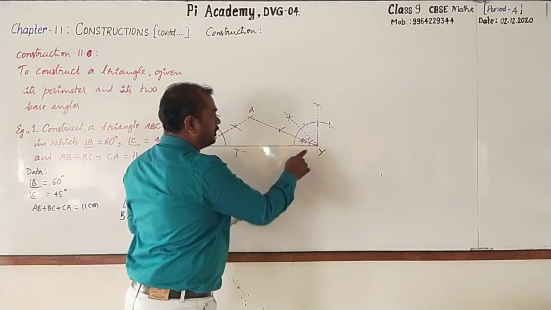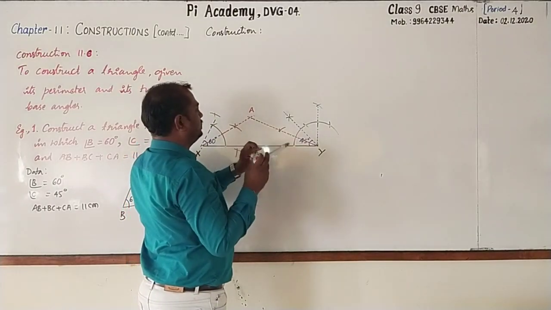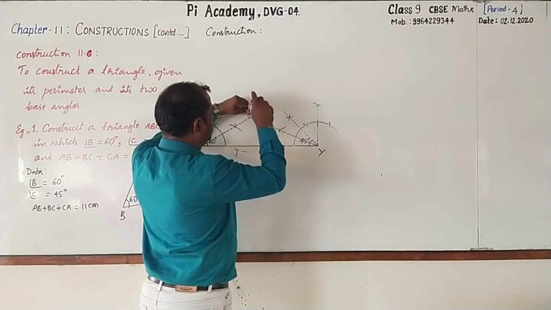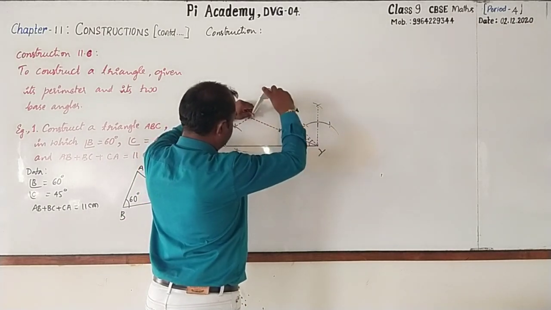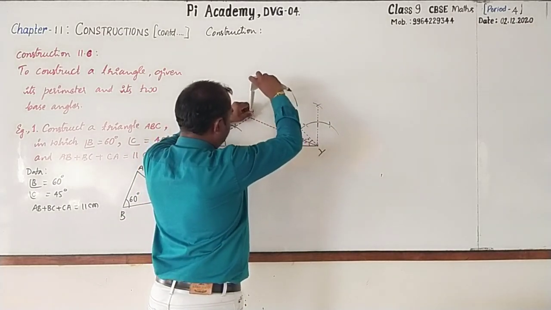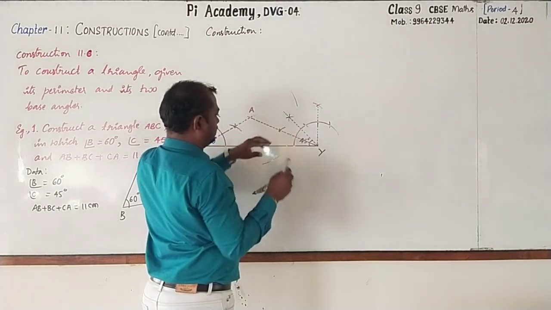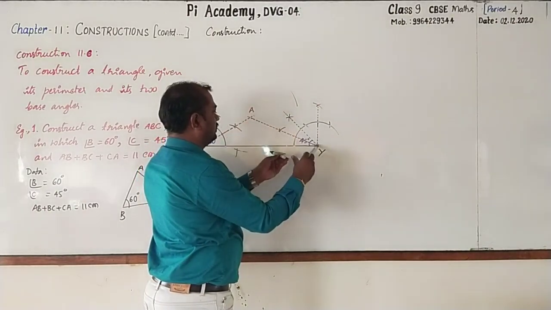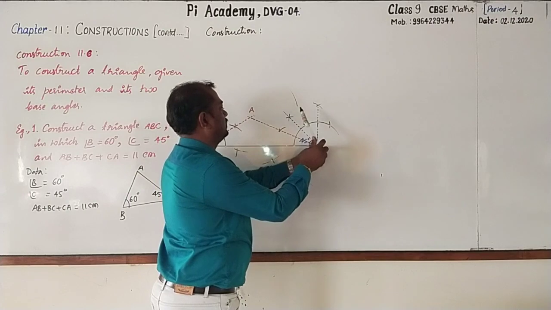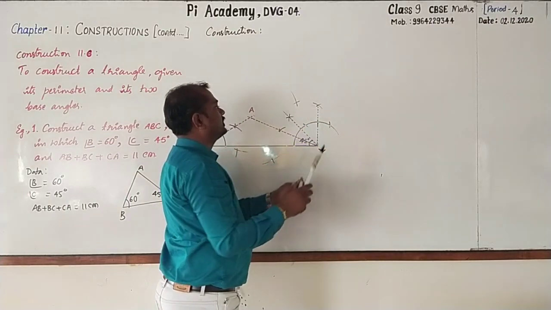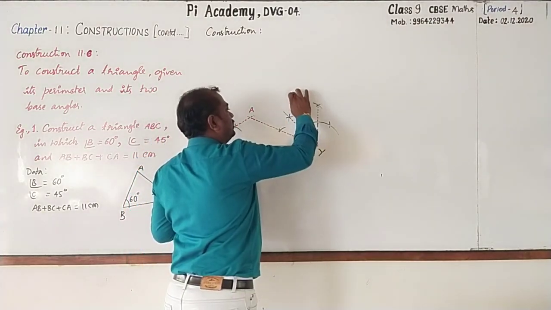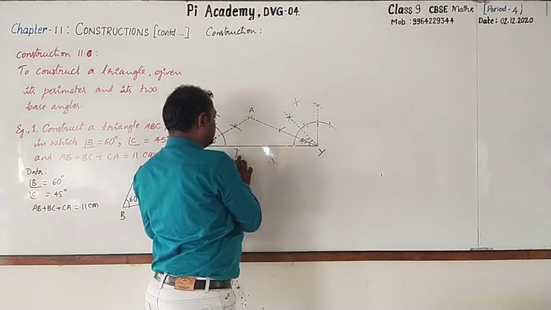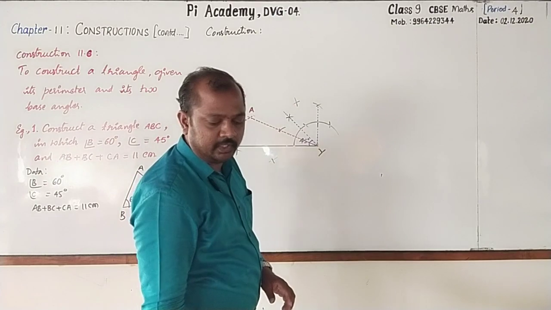Next, similarly, draw the perpendicular bisector to AY. With A as center, take more than half of AY and draw the arcs on either side. With Y as center, without changing the radius, draw the arc which cuts the previous arc. And do remember, the length of these arcs should be small, so then it looks neat.